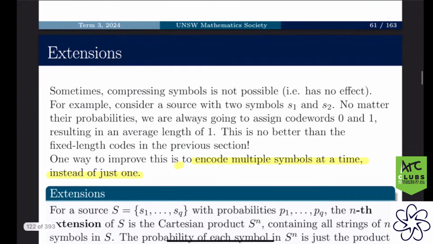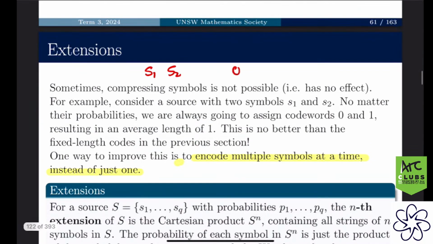So you can imagine that if we want to compress some kind of code, let's say we had only two source symbols, S1 and S2, and we have to give code words to these source symbols. Well, the shortest code words that we can give them are 0 and 1. So the average code word length for our codes is just 1, no matter what S1, S2 are. But we can do better than that. And the reason that we can do better than that is with using extensions.